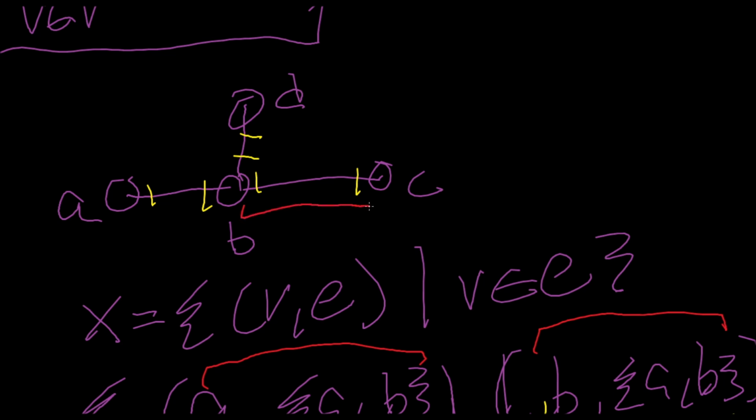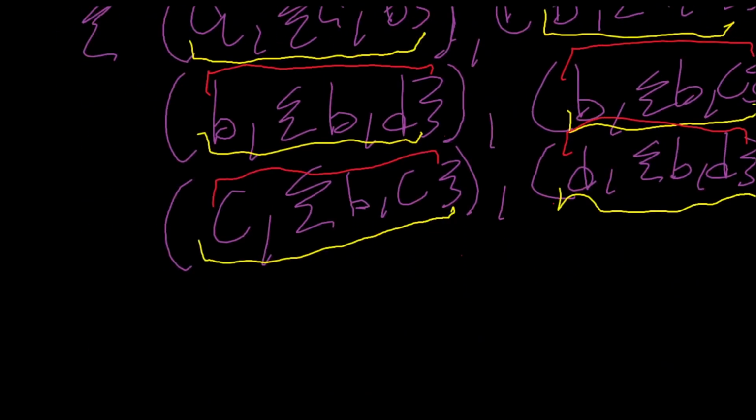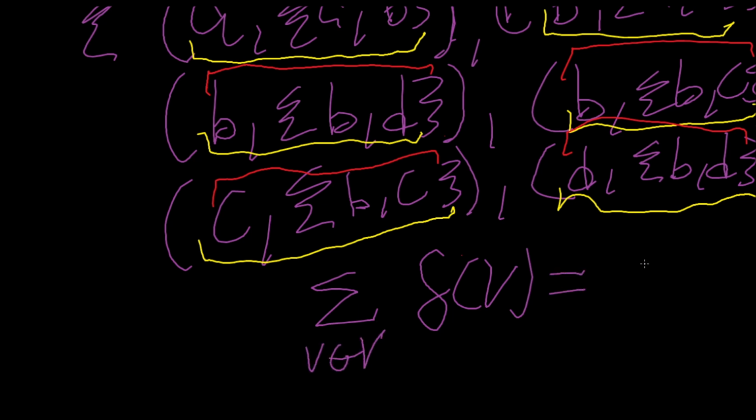So edge BC will be counted twice since it is connected to both the vertex C and B. Edge BD will be counted twice since it is connected to both the vertex B and the vertex D. And the edge AB will be counted twice again since it is connected to both the vertex A and the vertex B. And therefore, we can clearly see that the sum of the valence of all vertices in the vertex set will be equal to 2 times the amount of edges.